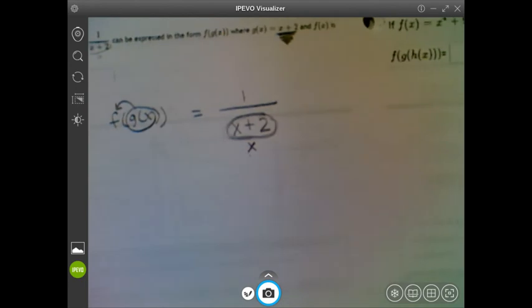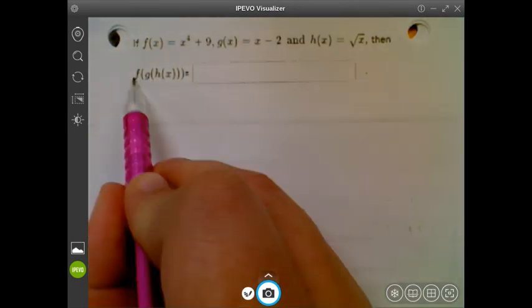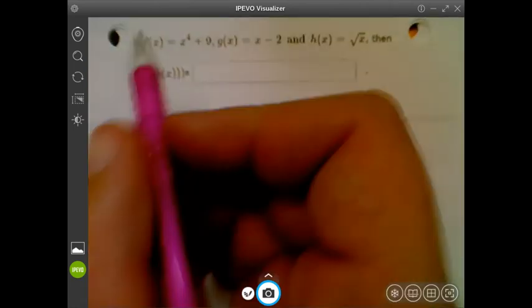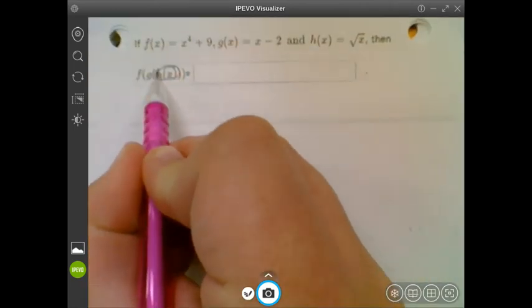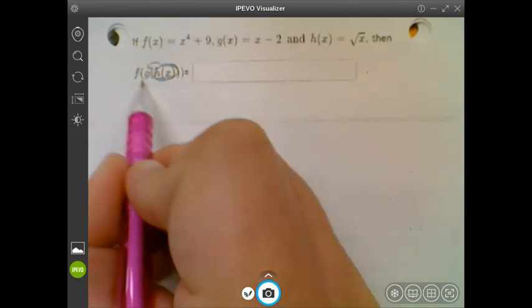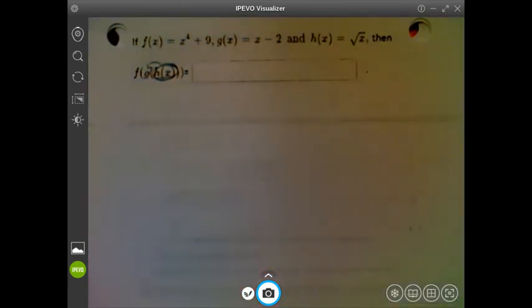All right, up next is another composition, and this is actually quite a few compositions. Look at this. We have f of g of h of x. You're just going to start on the inside. You're going to start with h of x, and you're going to compose that into g, and then you're going to take that and put it into f. So you're just working these compositions. This is kind of like a double composition. You're not just composing once, you're composing twice.